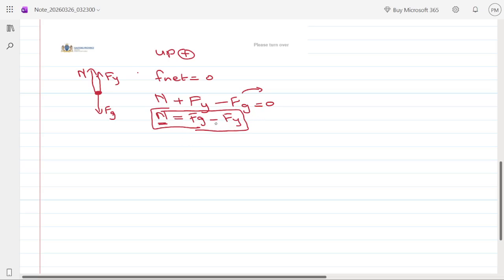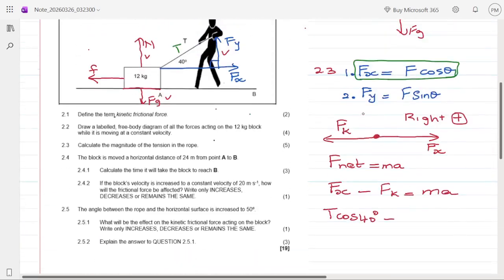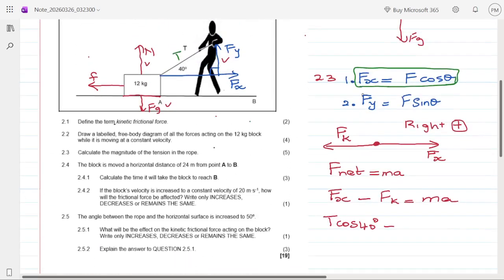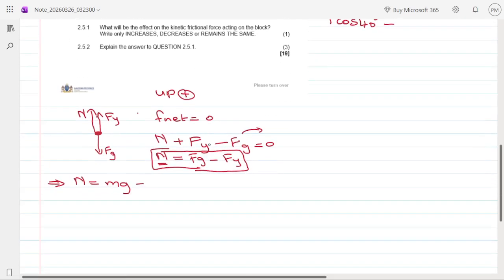So now let's talk about what is Fg, what is Fy. So this tells you that the final formula for normal force will be Fg, which is just the mass times the gravitational acceleration, minus your Fy. If you still remember, the formula that we're going to use for Fy is F the sine of theta. Let's not forget that our F is T. So this will be T the sine of 40.